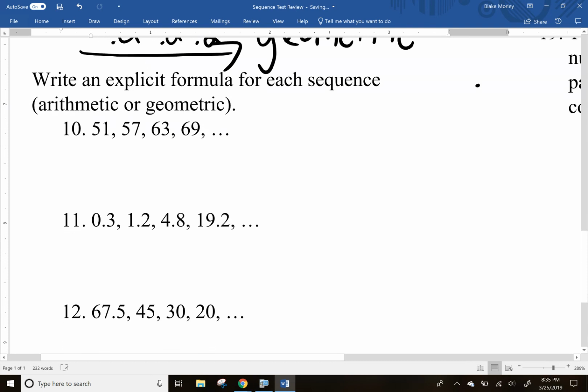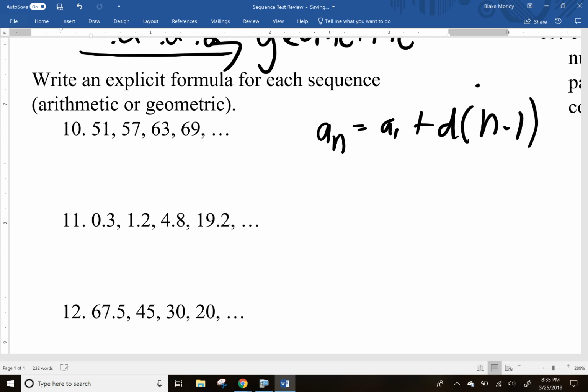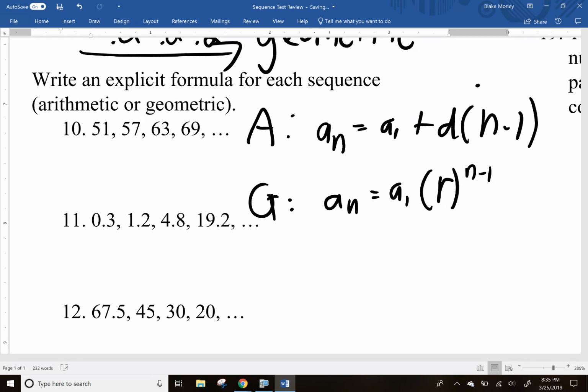All right, so write an explicit formula for each sequence. So there are 2 formulas that you need to know. A_n equals A_1 plus D times (n minus 1). This is my arithmetic formula. I'm just going to call it A for arithmetic. And then there's the geometric formula. The geometric formula is A_n equals A_1 times R to the n minus 1 power.